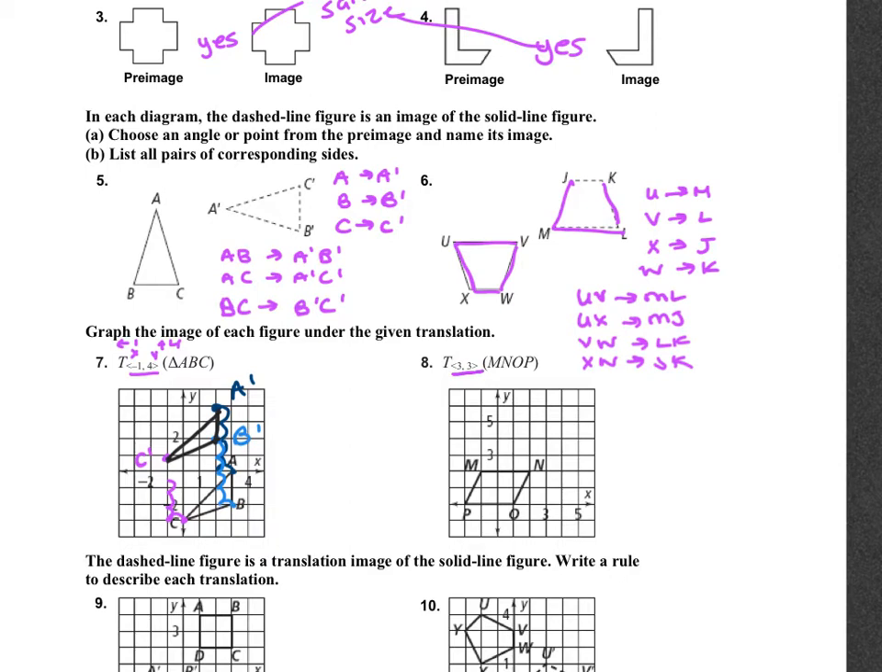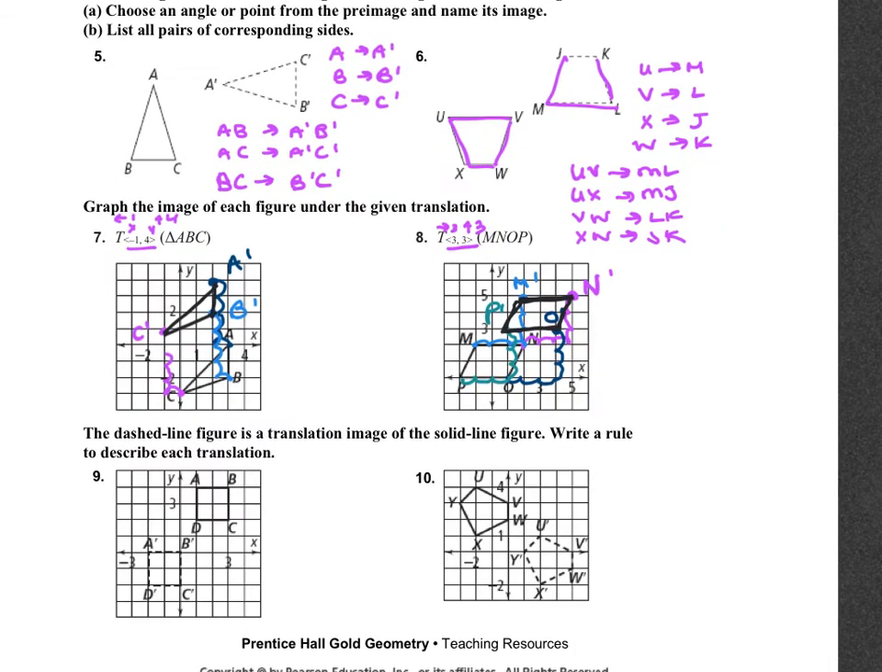This is 3, 3, so this is to the right 3, and this is up 3. So take the N, 1, 2, 3, 1, 2, 3, there's the new N. M, 1, 2, 3, 1, 2, 3, there's the new M. O, right 1, 2, 3, up 1, 2, 3, there's O prime. P, 1, 2, 3, 1, 2, 3, P. And there's my new translation.